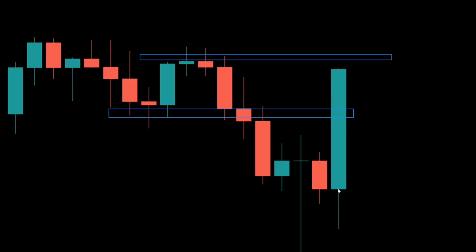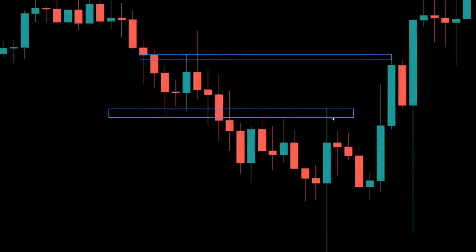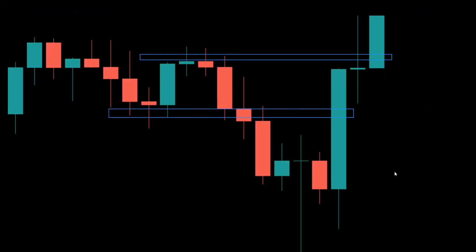It attempted to go down. It made a wick going down, but the next candle just went up. And now you're like, oh man, okay, this candle went up. Was there something I didn't see in the moment? Was there something that I missed? There has to be something, right?